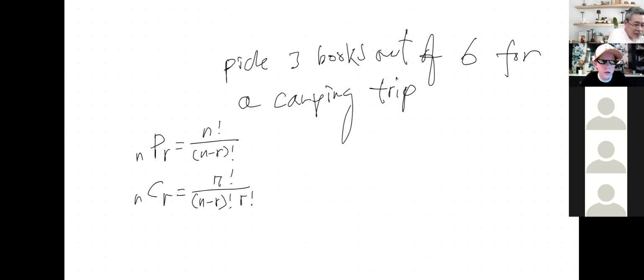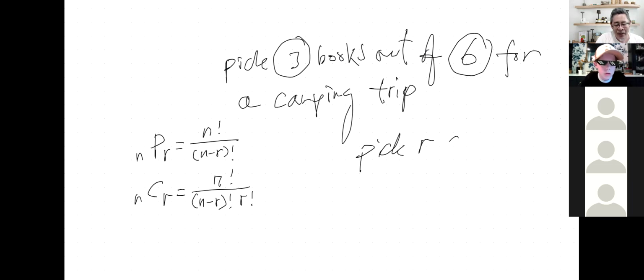What does N and R stand for? R is just how many you pick out. So in this case, our R will be 3 and our N will be 6. So pick R out of N. You can think of it that way. The general thing is pick R out of N.